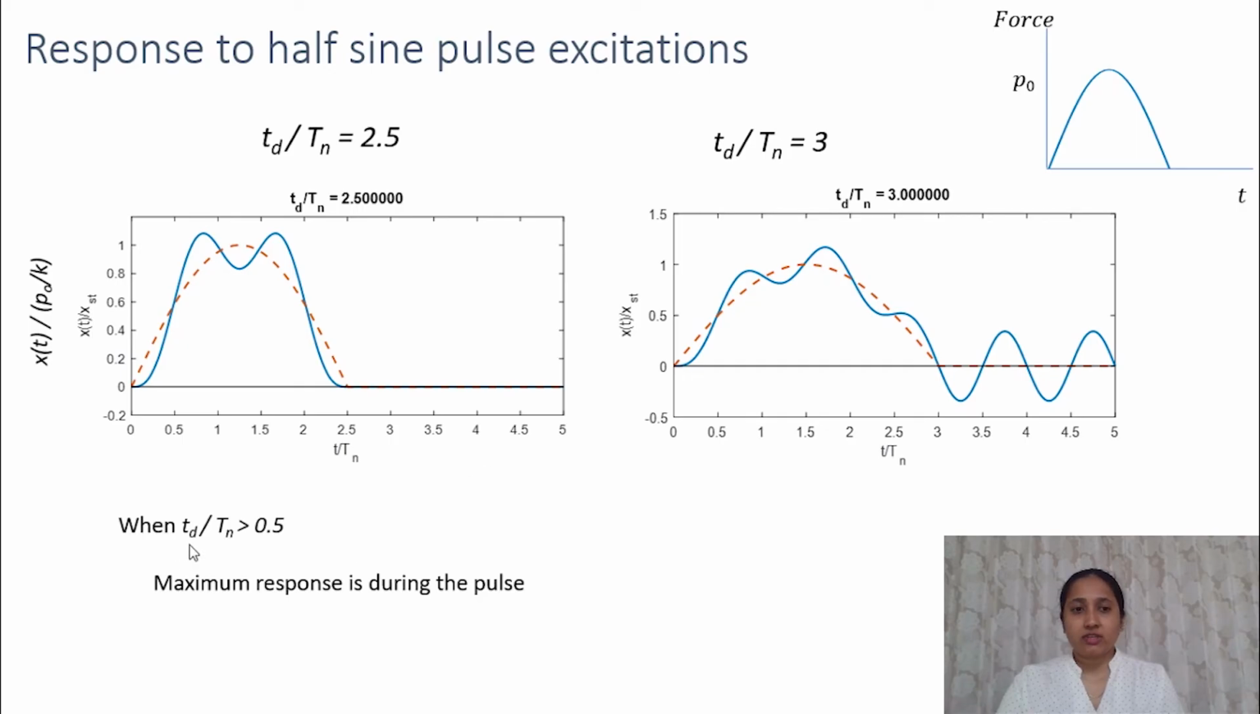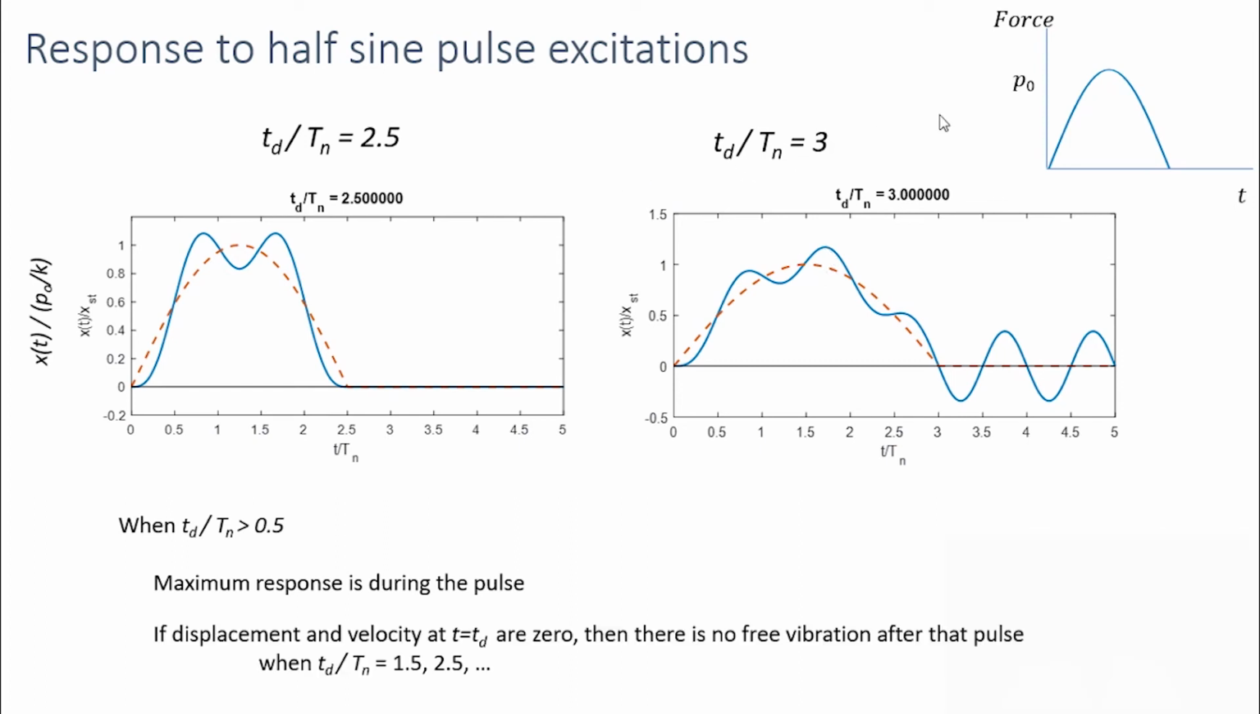So we can conclude that when Td by Tn is greater than 0.5, the maximum response is during the pulse, and that maximum response will reduce as Td increases. And if displacement and velocity at t is equal to Td are 0, then there's no free vibration after the pulse. This happens when Td by Tn is equal to 1.5, 2.5, etc.